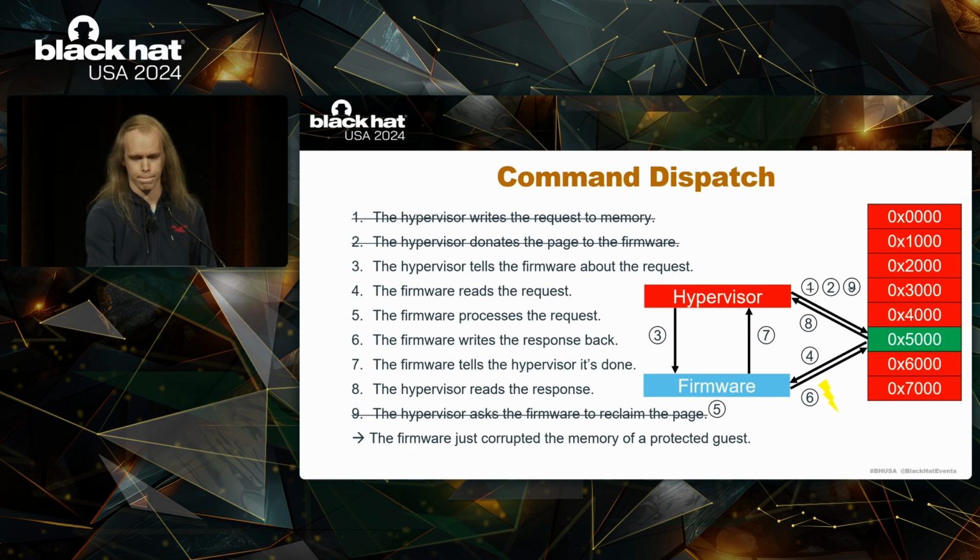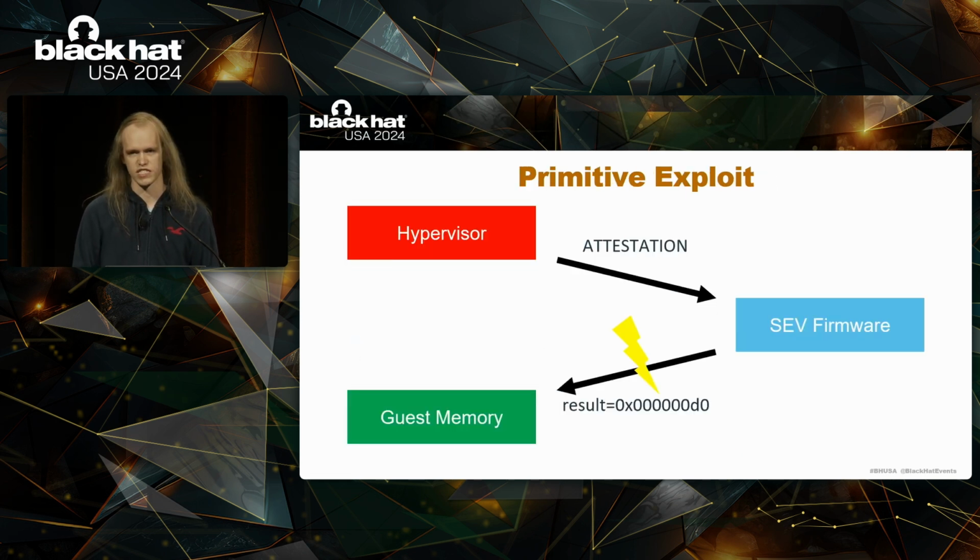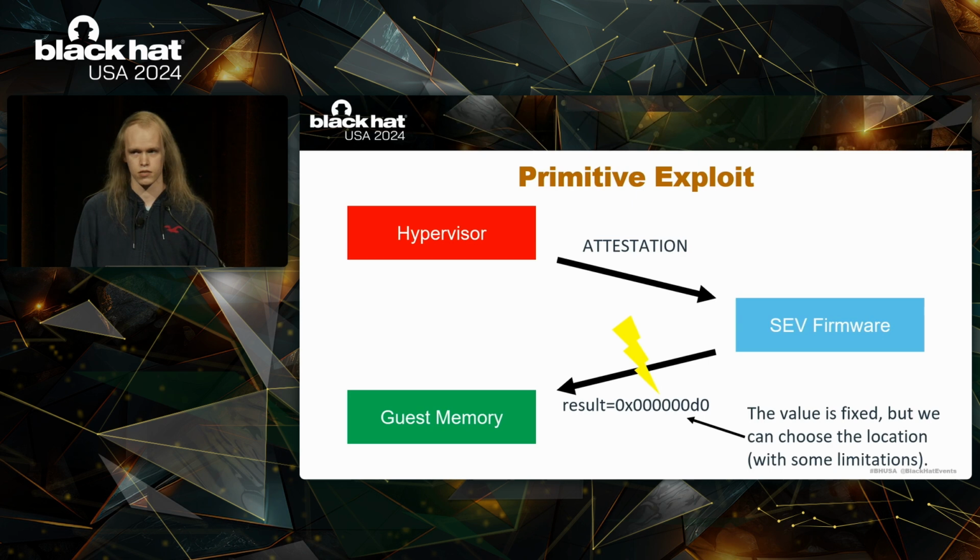Okay, so once again, the hypervisor can send a malicious attestation command to the firmware and then write some memory back to the guest memory. A little bit about this memory corruption. The attestation command is, as the name might suggest, used to generate attestation reports. The actual body of the attestation report is written somewhere completely else. The only thing that's written back in the request and response buffer is the size of the attestation report, because that's the only thing that's of fixed size. So in practice, the value that's actually written back into guest memory is always fixed. It's always hex D0.